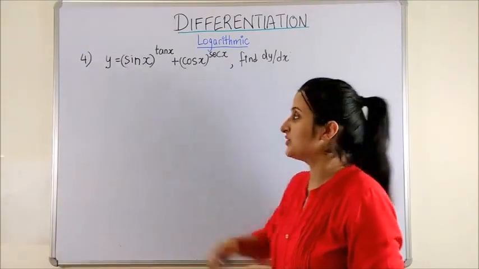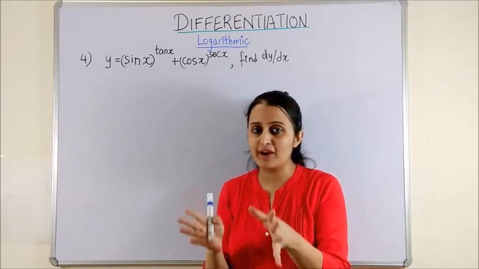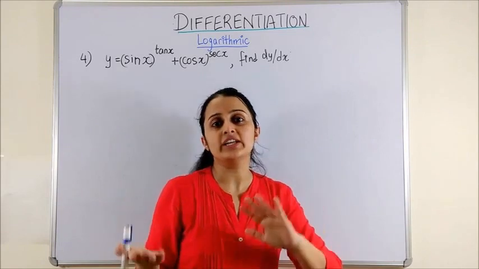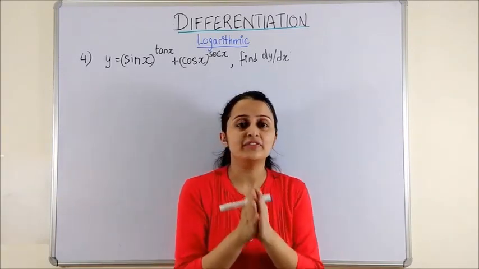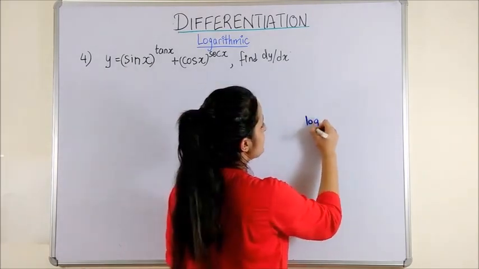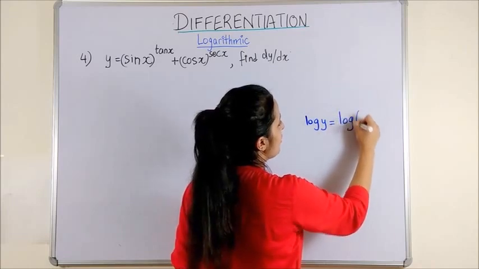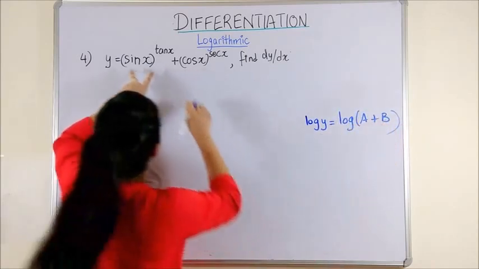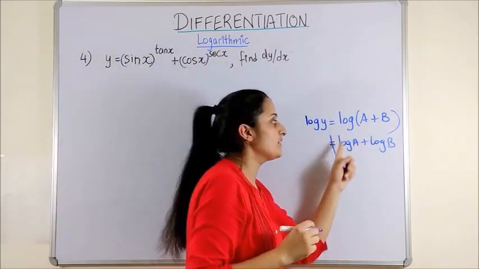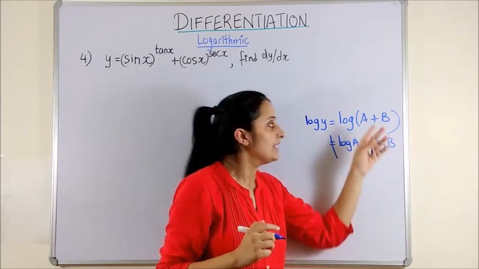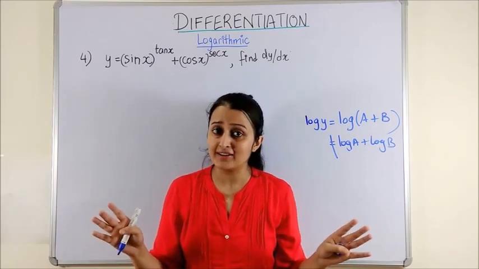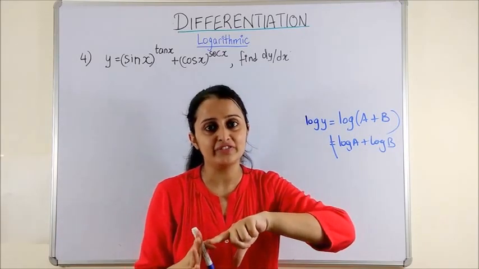Look at the fourth question. You are given two function raised to power function forms, and you have to find dy by dx. Well, if you were just thinking to take log on both sides and proceed the way we have been doing, then you were wrong. Because if you take log of both sides, you get into the situation log of a plus b, if I call the first term as a and the second one as b. And by no means log of a plus b is equal to log a plus log b. This is the formula for log a into b. This is one of the most common errors that is made while using logarithmic differentiation.